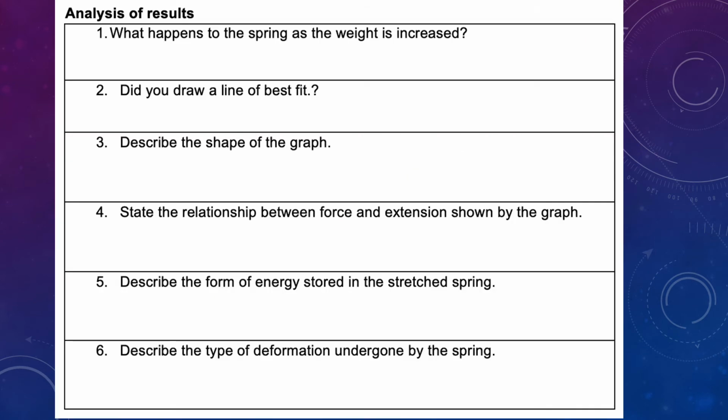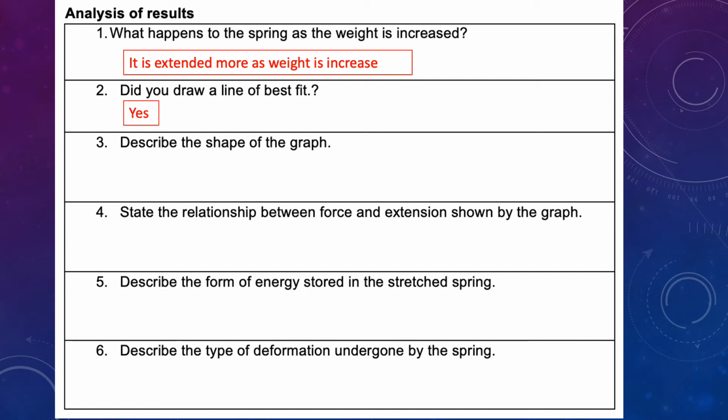Right, so let's analyze some of the data that we got. Looking at your chart with the line of best fit, you should be able to tell me what the trend is. Number 1 asks, what happens to the spring as the weight is increased? And that should be pretty simple. Your spring is being extended as you add in more weight. Number 2 asks, did you draw a line of best fit? Quite simple, yes we did.